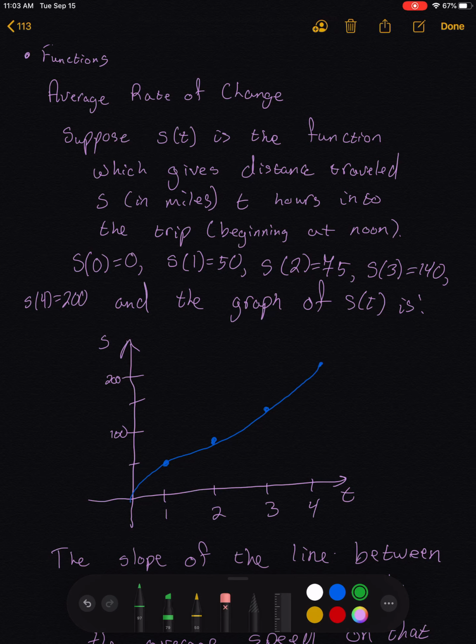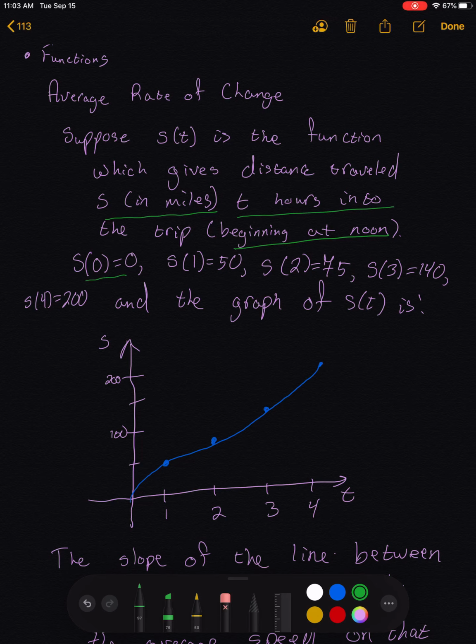And so we're going to suppose that s of t is the function that gives the distance traveled, s, in miles. So we travel s miles, t hours into some trip that begins at noon. So suppose we go out on a road trip. The road trip starts at noon. After t hours pass, s of t is the function that tells us how far we've traveled. And so we have these values here.